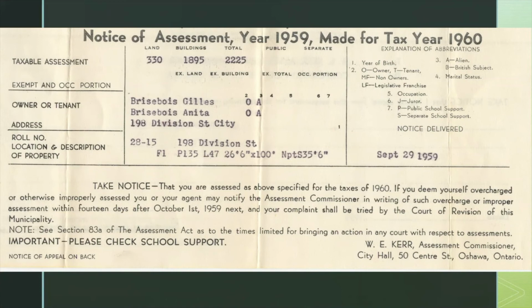But you can see here under his name, it lists 198 Division Street, but it also lists the plan, which is 135, and the lot number, which is 47. So it's plan 135, lot 47, and it tells you the dimensions of the property as well. And it tells you when he was assessed this tax.